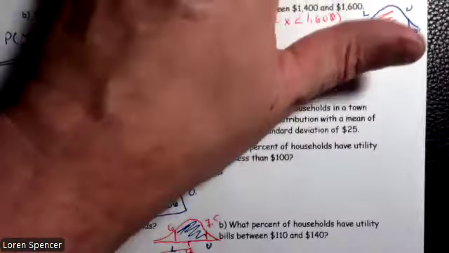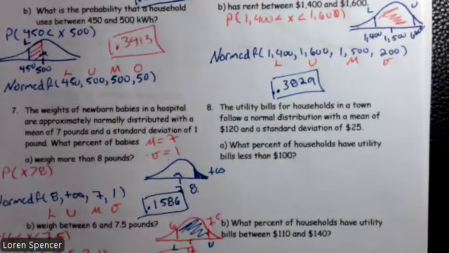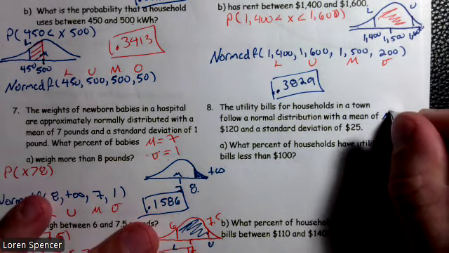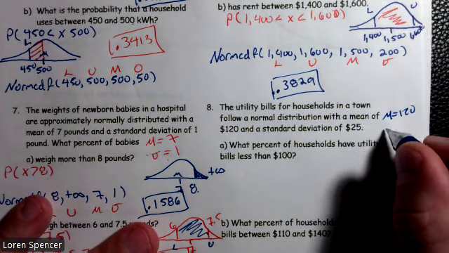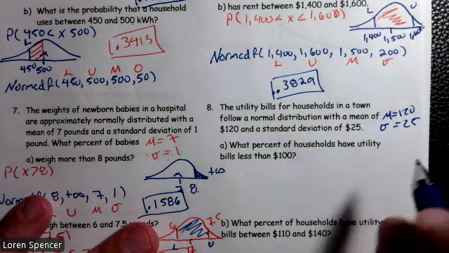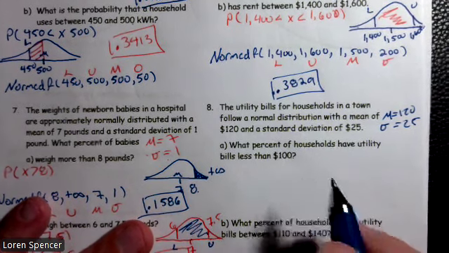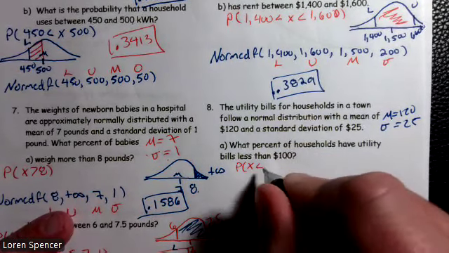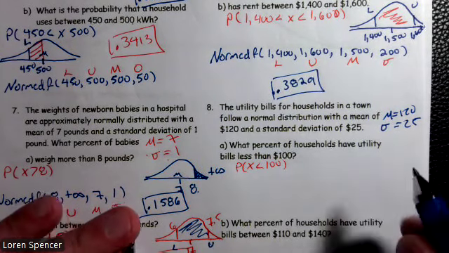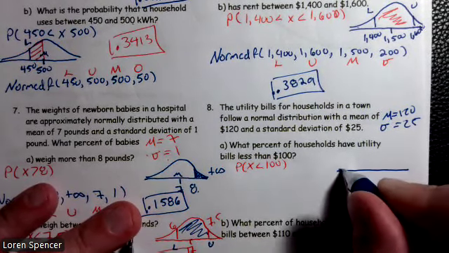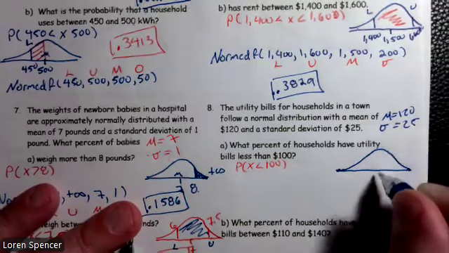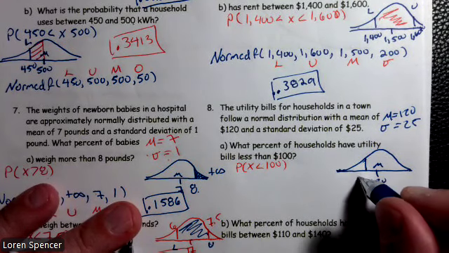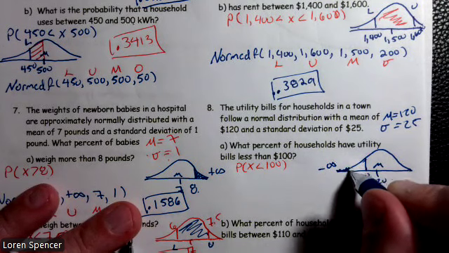All right, question number 8. The utility bills for a household in a town follow a normal distribution with a mean of 120 and a standard deviation of 25. What percent of the households will have bills less than 100? So we're looking for the probability that X is less than 100. So that means my graph is going to look something like this. We're going to be centered at 120. That's our mean. But we have 100 down here, and we're going to negative infinity.